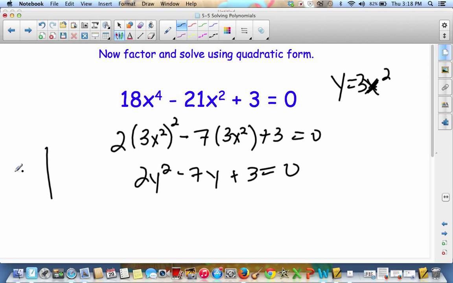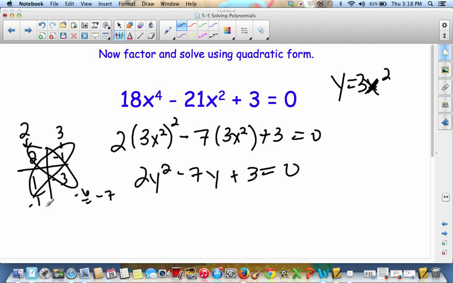So this is where we're going to use the T method. So the factors of 2 go here. The factors of 3 go here. And they need to equal a negative 7. So factors of 2 would be 2 and 1. Factors of 3, now they have to be negative because their cross products have to add up to a negative 7. So I think we'd have negative 1 and negative 3. Does that work out? We have a negative 6 here and a negative 1 here. Yep, they add up to a negative 7.